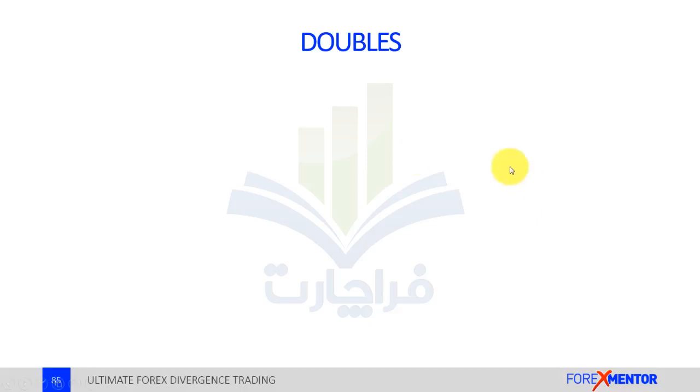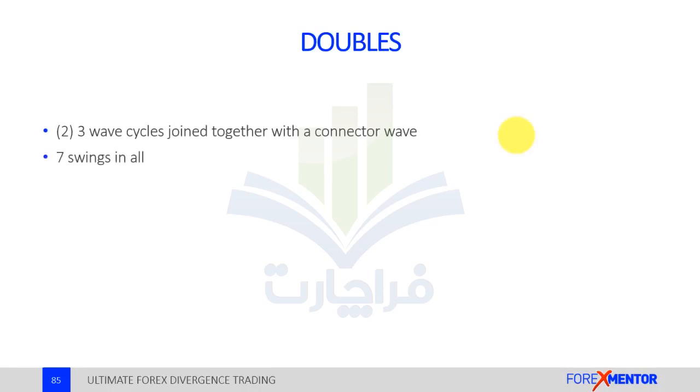Okay, now we talked about simple ABCs. Now we're going to get a little bit more in depth with doubles and triples. So we're going to start with doubles here. And a double is two three-wave cycles joined together with a connector wave. And we'll label that connector wave as an X wave. There's 7 swings in all. And we're going to label these as WXY.